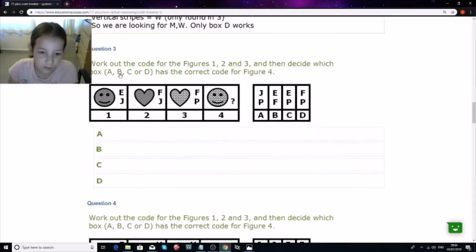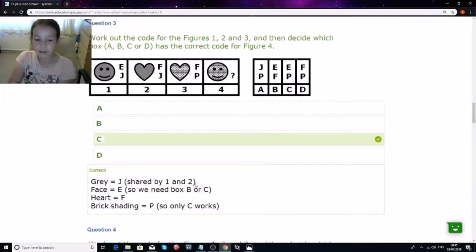In this question, F stands for heart, E stands for smiley face, J stands for grey, and P stands for bricks. What features does this have? Well, it is a smiley face, E, and it is bricked, P, EP. C only works. Correct. Grey equals J, shared by 1 and 2.